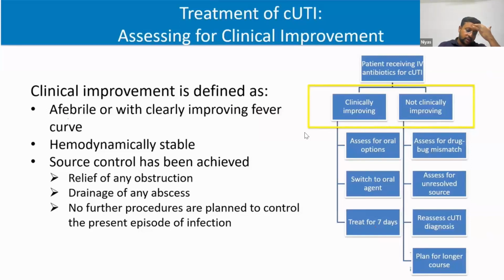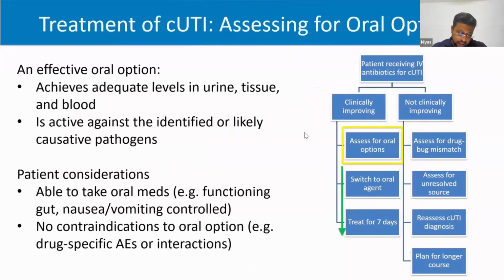The patient should be afebrile or the fever should be improving. The patient should be hemodynamically stable. The BP should be okay. And the source control, if needed, should be done. If there is any obstruction, it should be removed. If there is any abscess, it should be drained. And there's no further procedure that is needed for controlling the infection. If you have these criteria met, then you can shift to an oral agent.